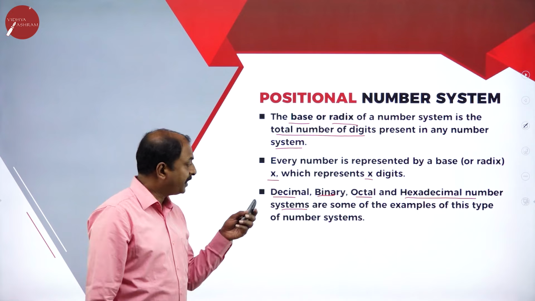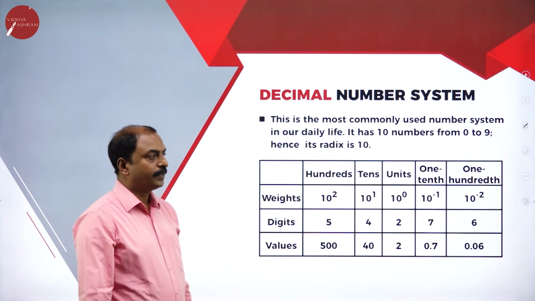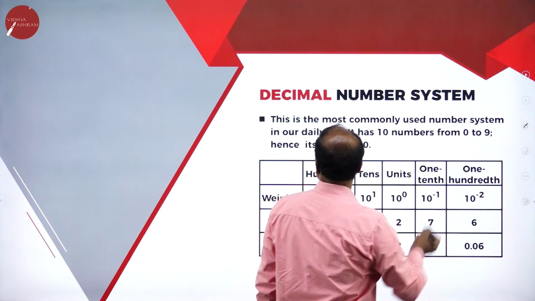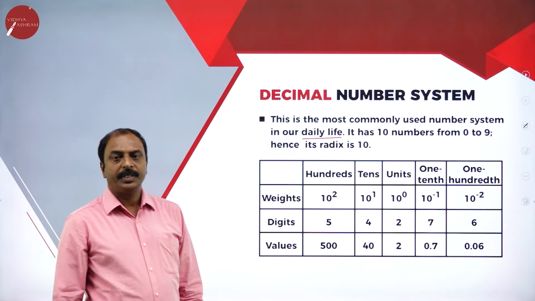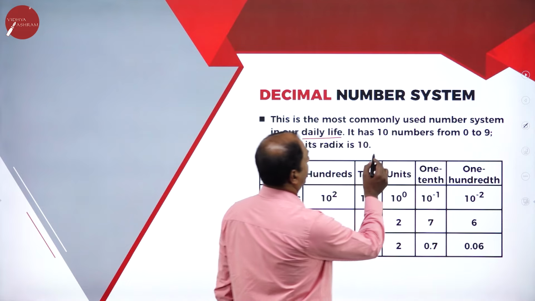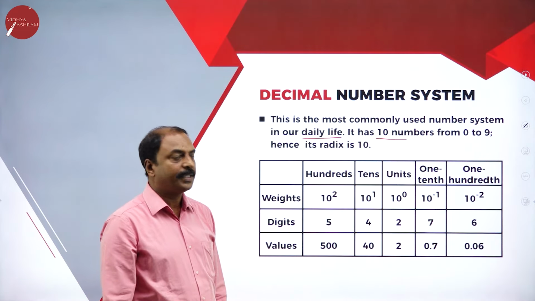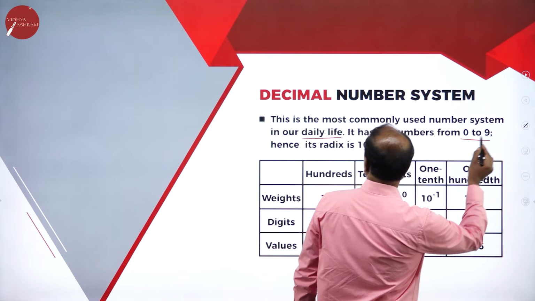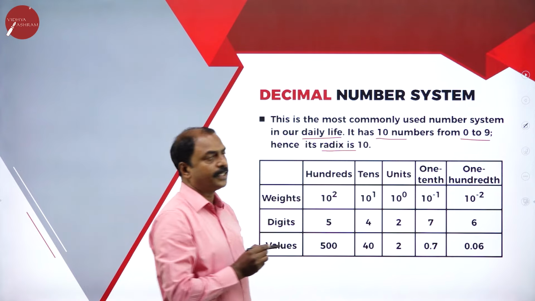Now let us see these systems one by one. Decimal number system. This is the most commonly used number system in our daily life, as I have just told you. It has 10 numbers. The meaning of the word deci is 10. So it has 10 numbers starting from 0 to 9. Hence its radix or base is 10.